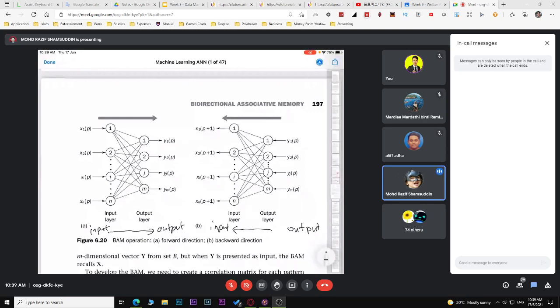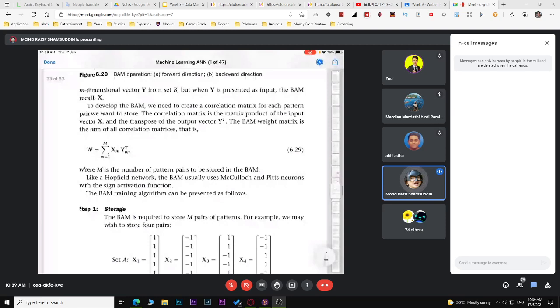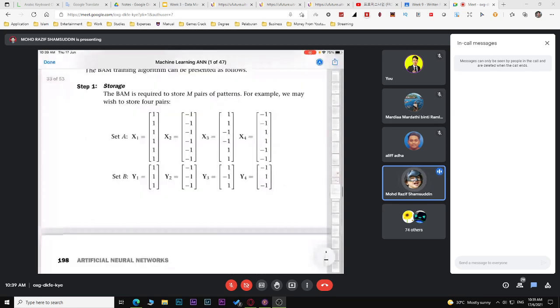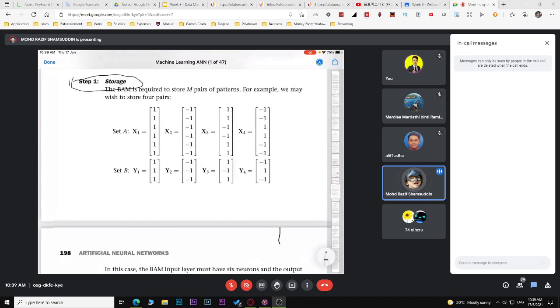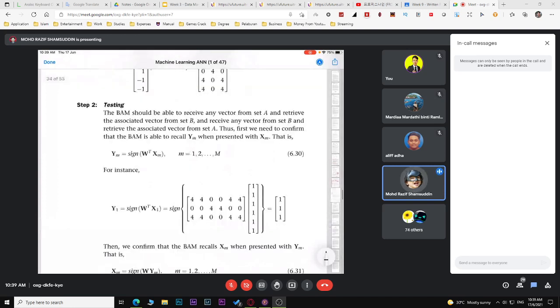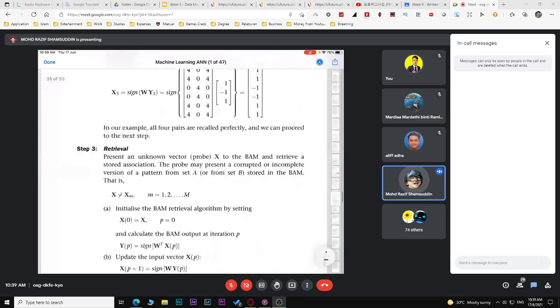Okay, right? So in order for me to explain this, let's do the exercise first. Let's look at the steps first. In bidirectional associative memory, the steps are quite similar to Hopfield network because bidirectional associative memory is derived from Hopfield network, right? So the first step is storage. As usual, we look at the steps first. The second step is testing, and the third step is retrieval. Basically the steps are the same, the concept is the same.